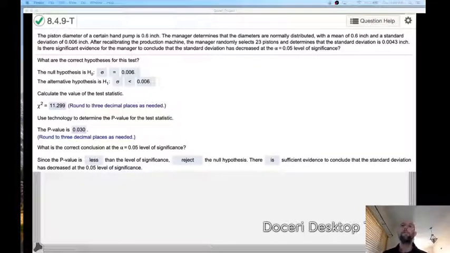Okay, so what we want to do on this problem here is first analyze the situation. It appears that the manager a while back has determined that the standard deviation for these hand pumps is 0.006 inches. So this is what the believed value is. The status quo value for the standard deviation is this value.